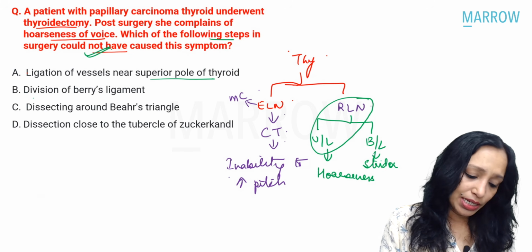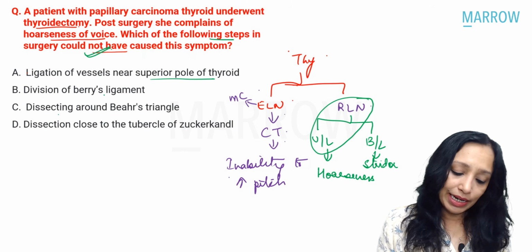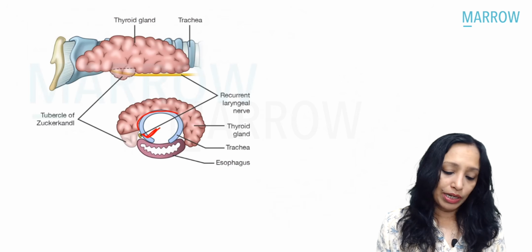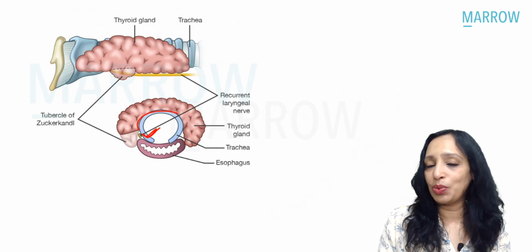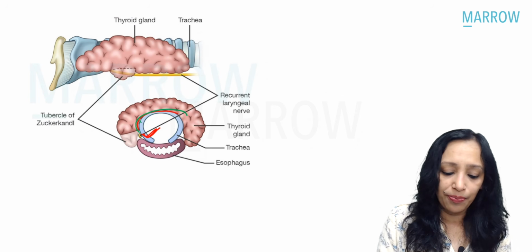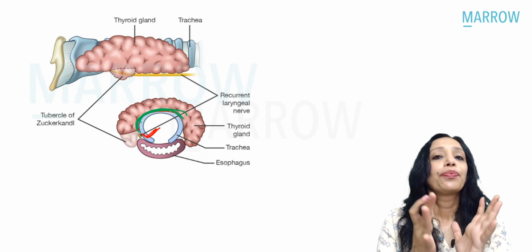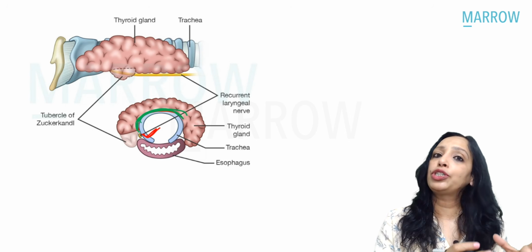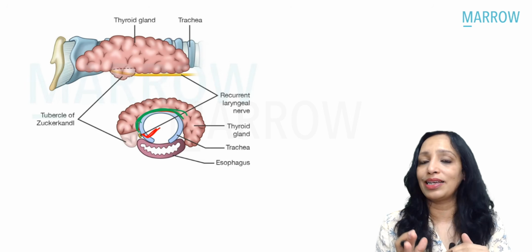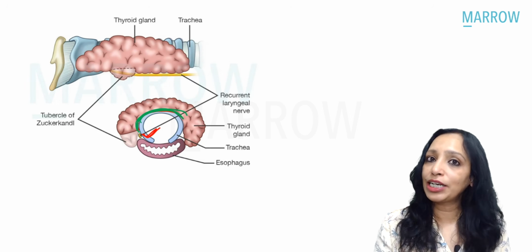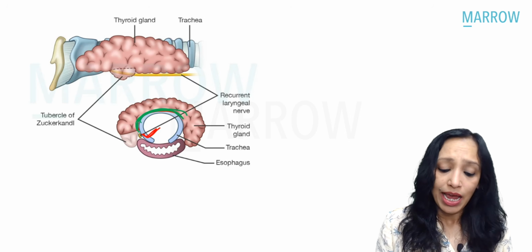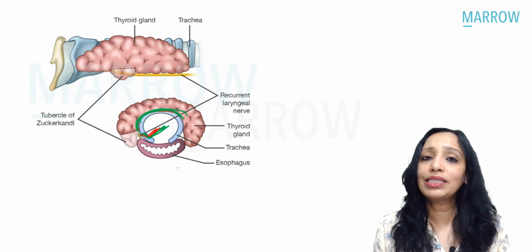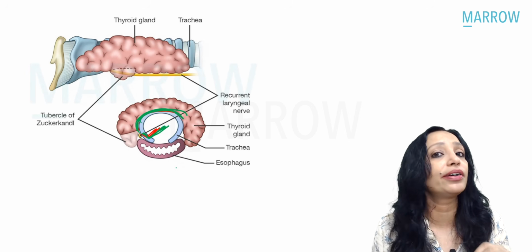The next choice is division of Berry's ligament, dissecting around Behr's triangle, dissection close to tubercle of Zuckerman. So what are these? Berry's ligament is a condensation of the pretracheal fascia, which adheres the thyroid gland to the trachea. During removal of the thyroid, dissection of the Berry's ligament is one of the last steps that we do. This ligament is in very close relation to the recurrent laryngeal nerve. In fact, this is one step which very commonly injures the recurrent laryngeal nerve.